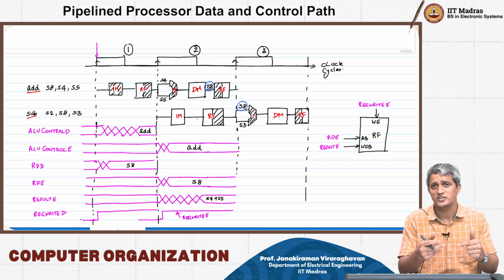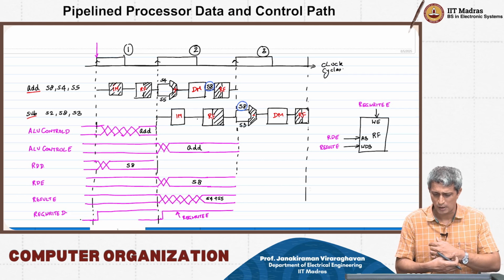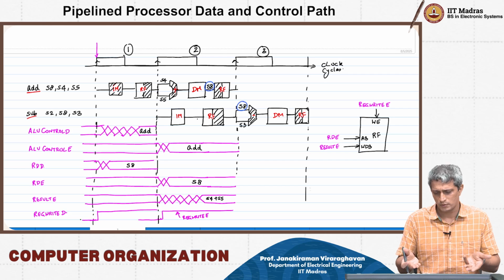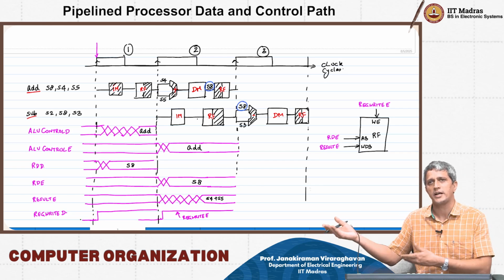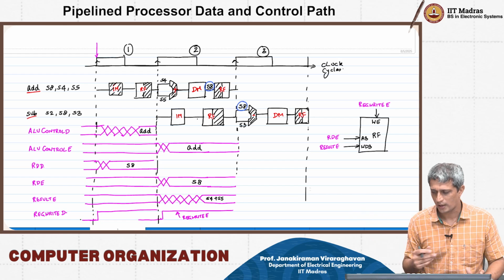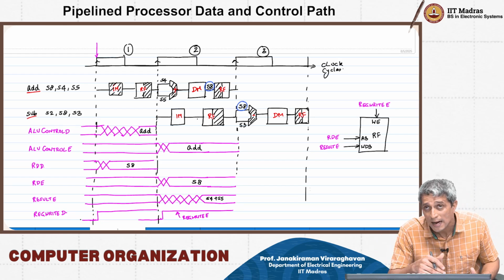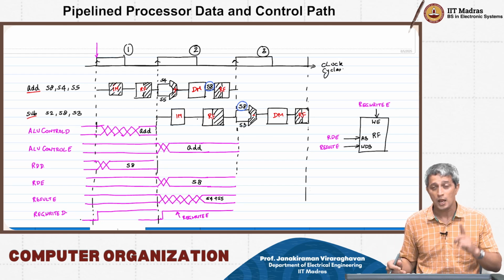Of course, because the next instruction is also a subtract, which is an R type of instruction, there is a register write back, you are going to do exactly this. Reg write D will remain high, so will reg write E in the next clock cycle, right? But anyway, this data is going to get written back into the register file.